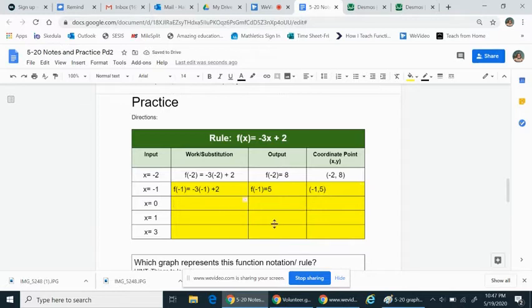Let's work on the other one now. So we have f of 0 equals -3 times 0 plus 2.